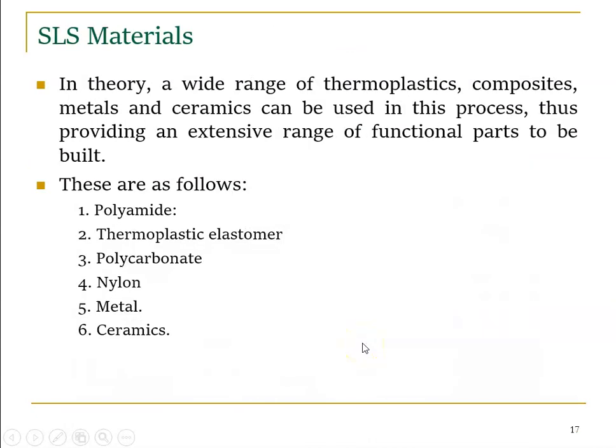There are many materials we can use in selective laser sintering. Some of the materials are thermoplastics, composites, or other materials for functional products. Some examples are polyamide, thermoplastic elastomer, polycarbonate, nylon, metal, and ceramics. Compared to the other two, SLS has a variety of materials, so parts can be fabricated with the help of a variety of materials.